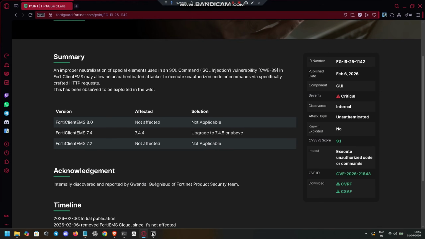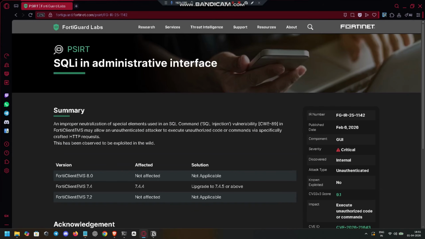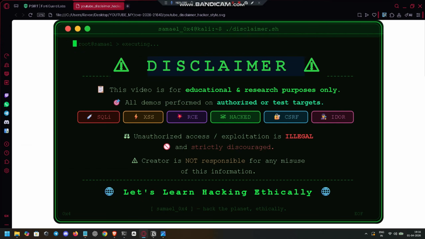And the impact is serious: full command execution on the target system. The most dangerous part: no authentication is required, meaning anyone can potentially exploit it remotely. And in this video, I'm going to show you exactly how it works in real time, so let's go.